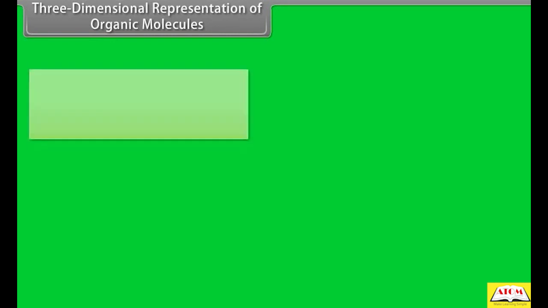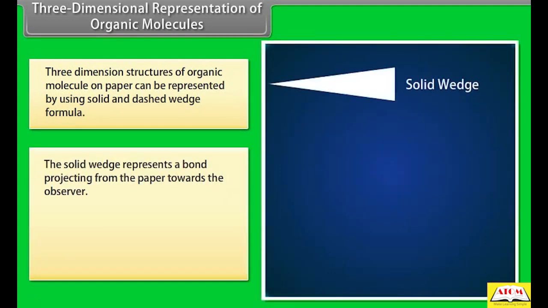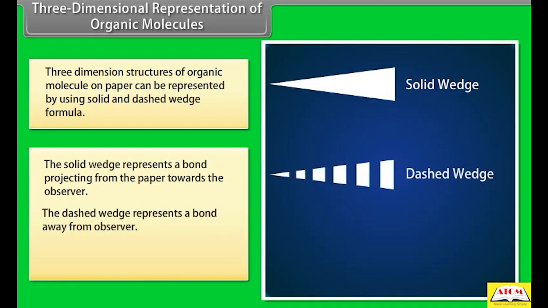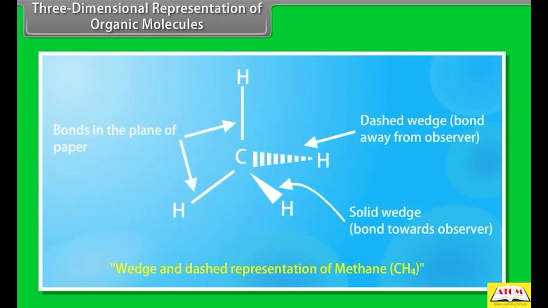Three-dimensional representation of organic molecules. Three-dimensional structures of organic molecules on paper can be represented by using solid and dashed wedge formula. The solid wedge represents a bond projecting from the paper towards the observer. The dashed wedge represents a bond away from observer. A simple line represents a bond that lies in the plane of paper. For example, methane.